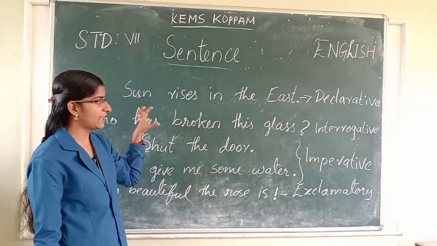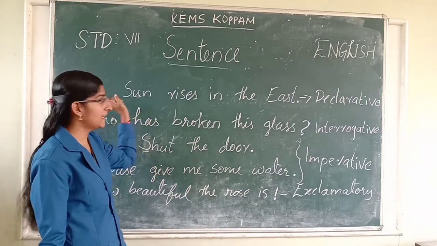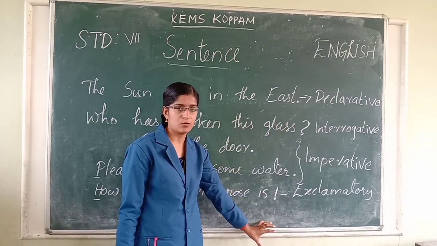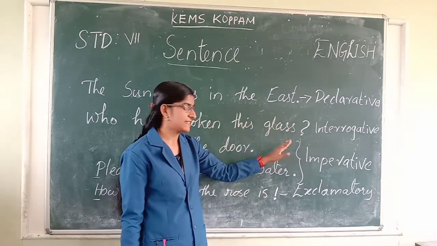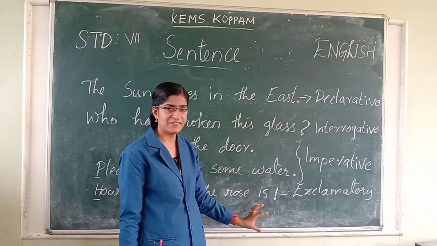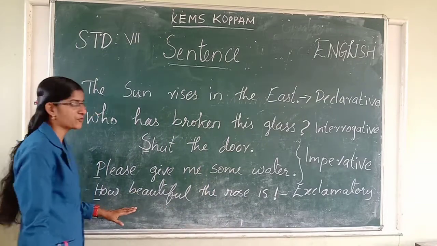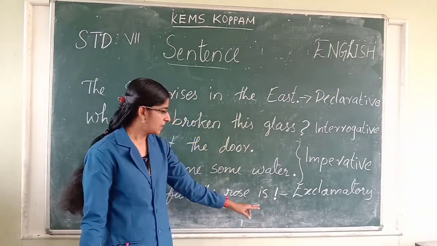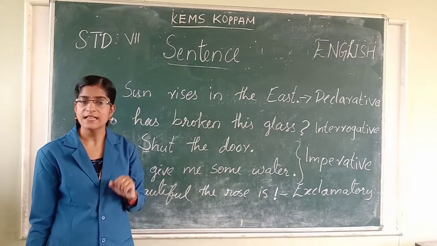You should be very careful while writing a sentence. You have to start it with a capital letter and at the end you have to put the correct punctuation mark also. If it is a statement, you have to put a full stop. If it is a question, you have to put the question mark. If it is an imperative sentence, then also you have to put a full stop. And if it is an exclamatory sentence, you have to put an exclamation mark at the end of the sentence. Okay, so is it clear?